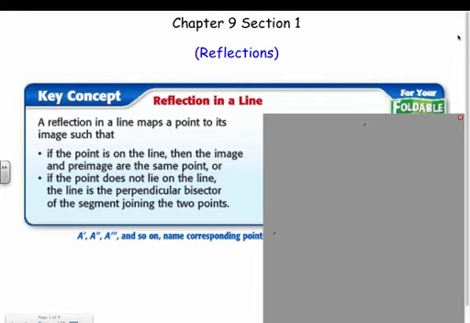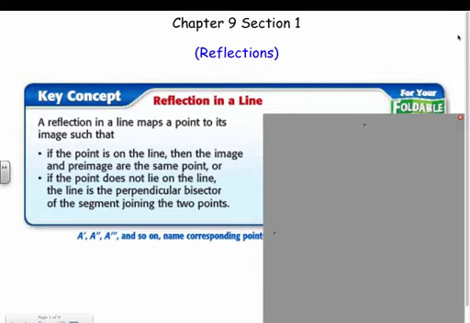Time to get into our unit of transformations. I know we've done transformations before in the past couple years ago. You dealt with the general concept of reflections and rotations and translations, and we've even touched a little bit on dilations before. But now we're going to get a little more in depth and see how it affects things on the coordinate plane. So first thing, let's talk about reflections.